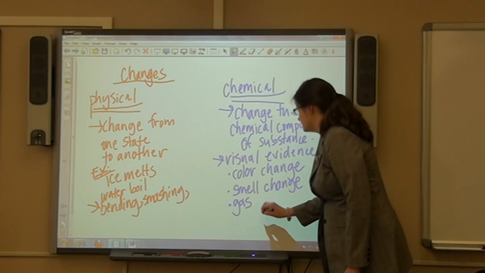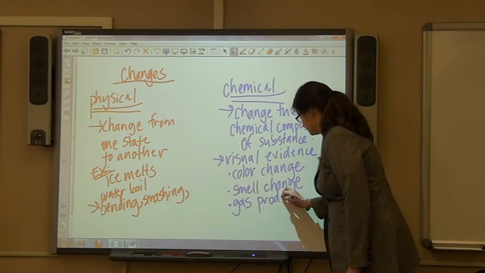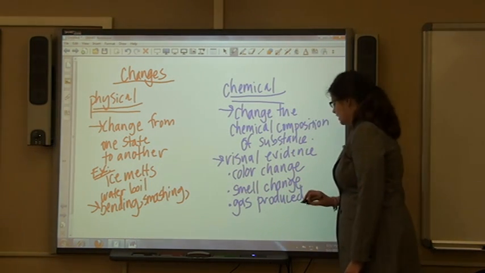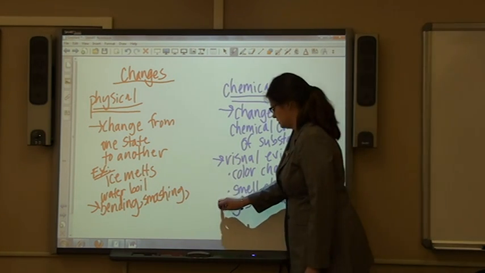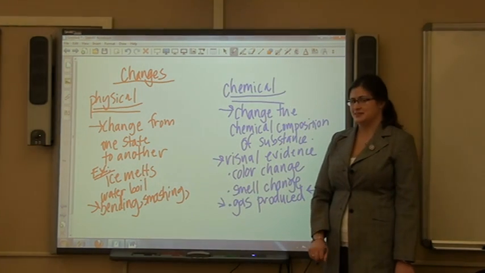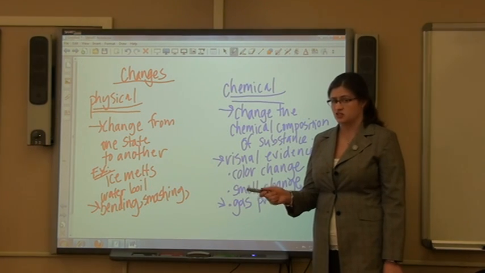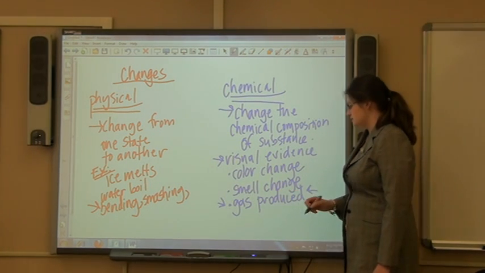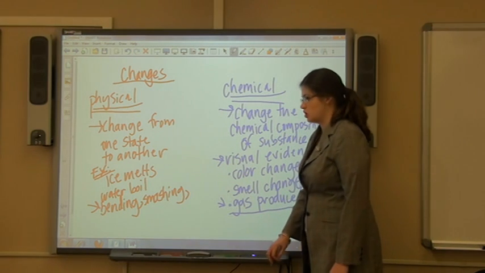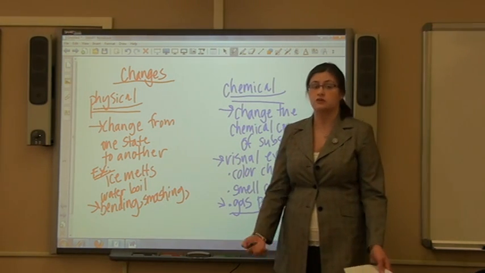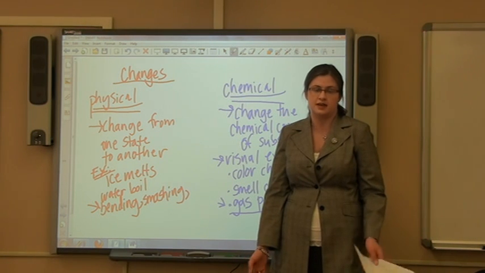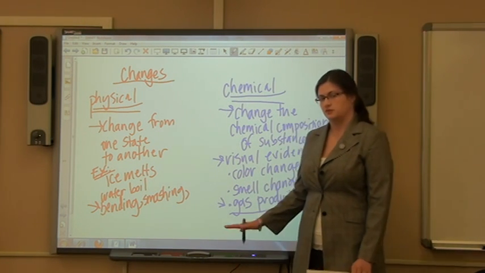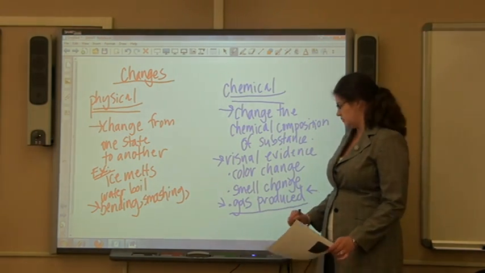Another visual sign is that a gas is produced. Now, this is something that can be very tricky because gas is sometimes produced with a physical change as well. This is something that we would spend more time talking about in a regular general chemistry class because we'd have more time, or we would have a lab to investigate this. So, for now, we won't worry too much about that.